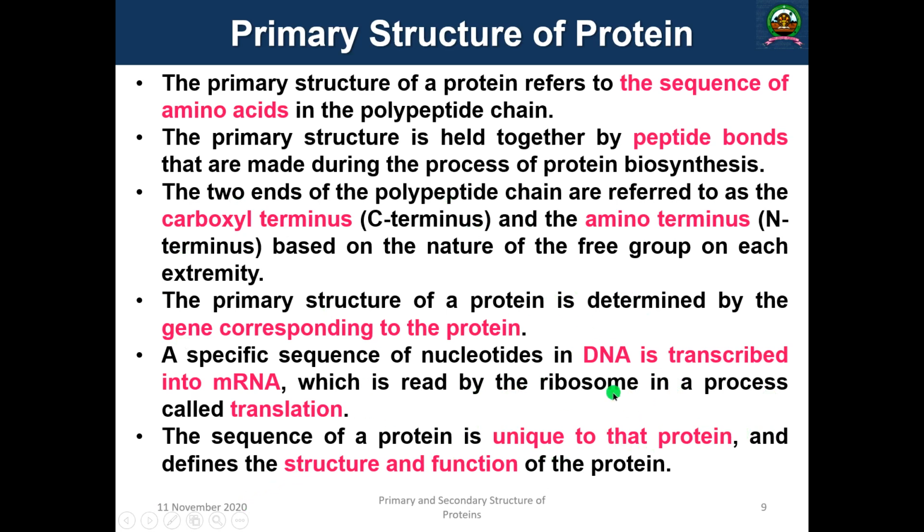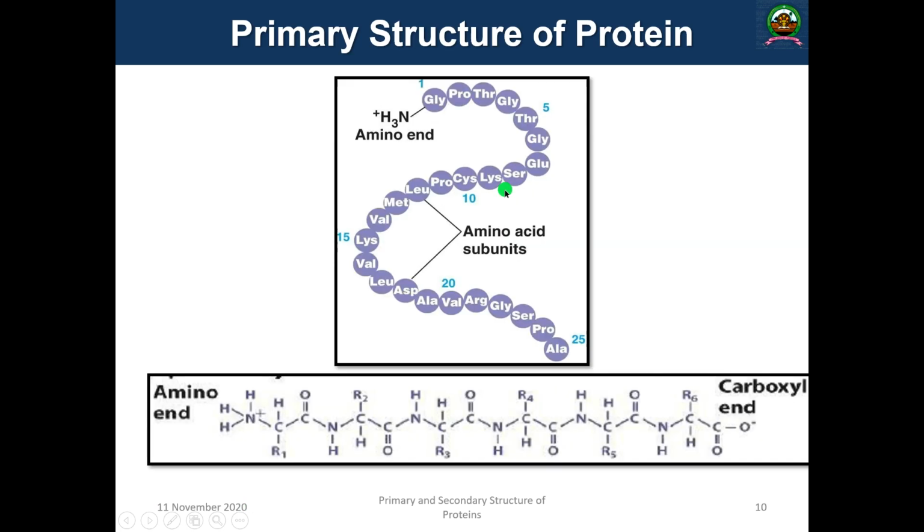So this is a very, very important aspect, and this is what I told you. This is the amino terminal end. You can see glycine, proline, tyrosine, glycine, like that. So this is the carboxy terminal end. Here you can see the first amino acid.